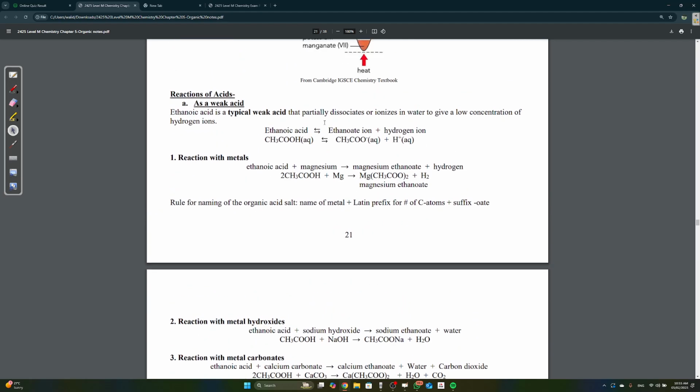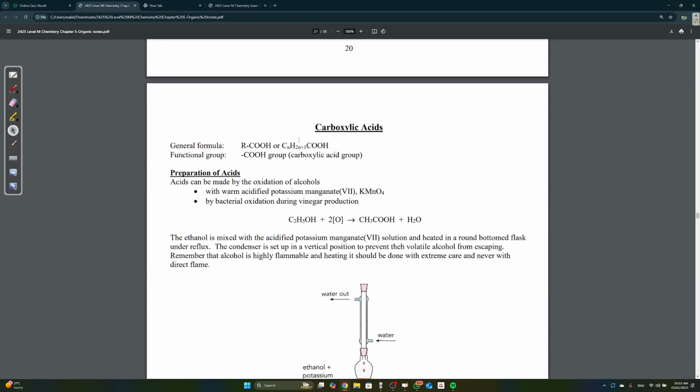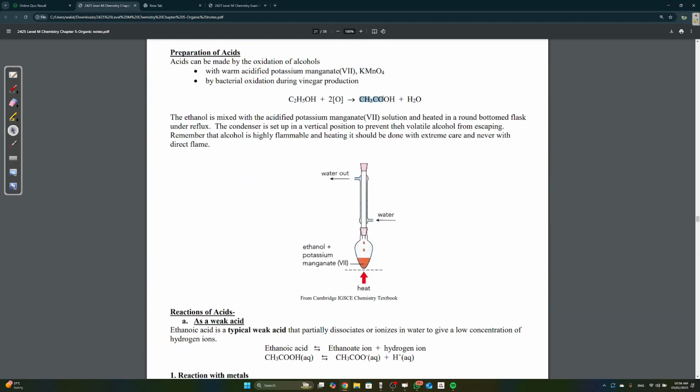You need to know that the carboxylic acids, like for example, ethanoic acid. How do you know it's ethanoic? Because it has 2 carbons. So eth. Carboxylic acids are named prefix-anoic acid. So this is called ethanoic acid because it has 2 carbons. Remember, use eth when you have 2 carbons.